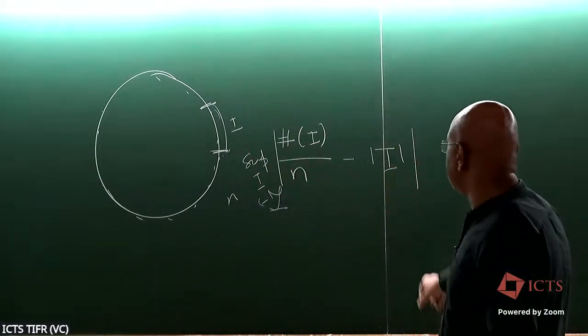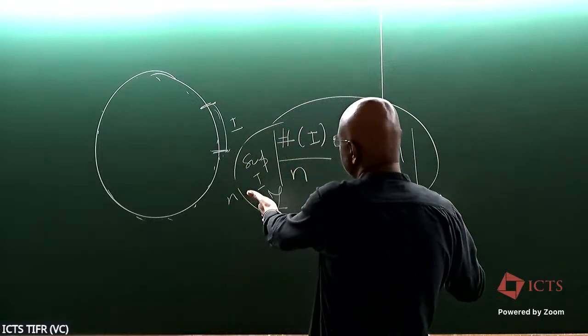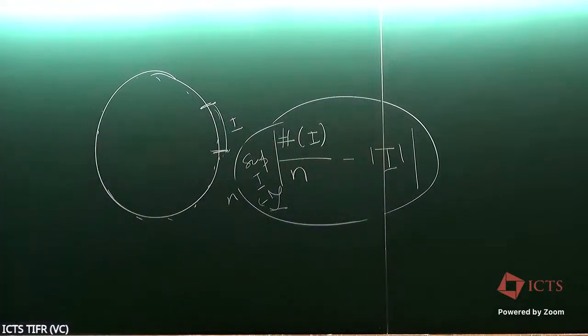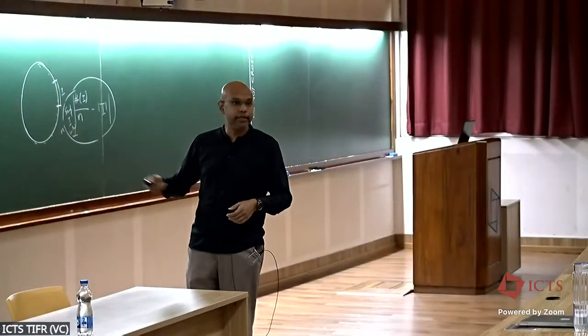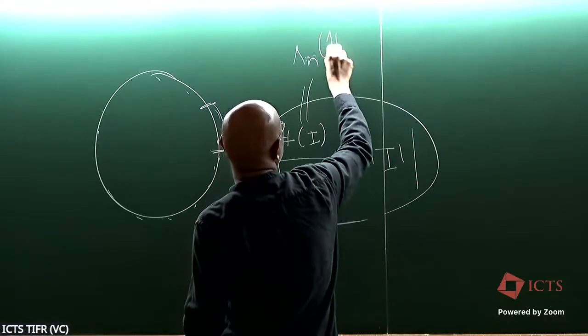And then the discrepancy bound refers to a quantity like this, and it is known from classical discrepancy theory that on the unit circle this is bounded from below by the order of 1 over n. And what we are saying here is that these things are not exactly the same. For example, you can think of this sharp I, the number of points falling in the interval I, as lambda m or lambda n, because there are n particles here, of the indicator function of the interval I.